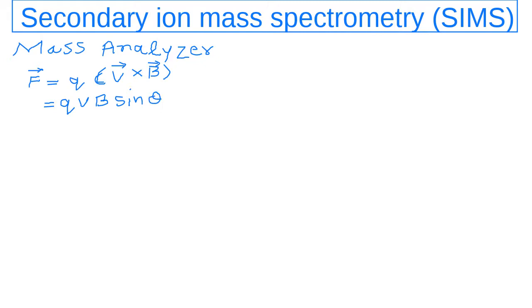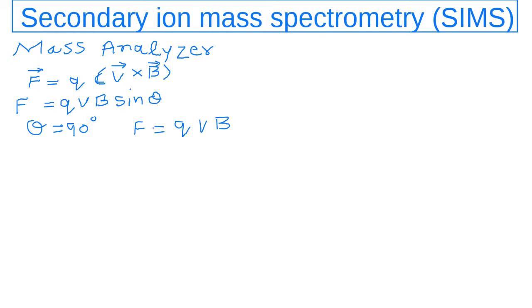If theta is equal to 90 degrees, that is, if the angle between V and B is 90 degrees, then F will be equal to QVB. So that is the first thing we need to understand from here.